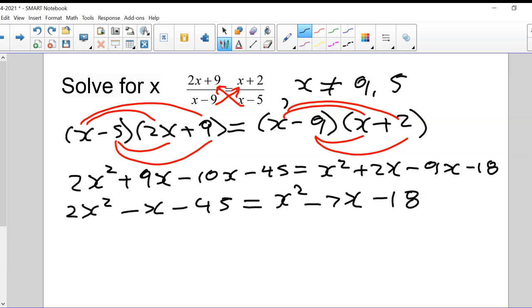Perfect. Give me an idea of what you think the next step is. What am I supposed to do with what's on the board? 2x squared minus x minus 45 is equal to x squared minus 7x minus 18. How do I solve for x? Think back to what I think it was Jeremy did the last time we had a similar situation. And tell us what you think we need to do now. I can go back to the other page if you need me to, but tell me if you need me to, or you think you know what the next step might be.